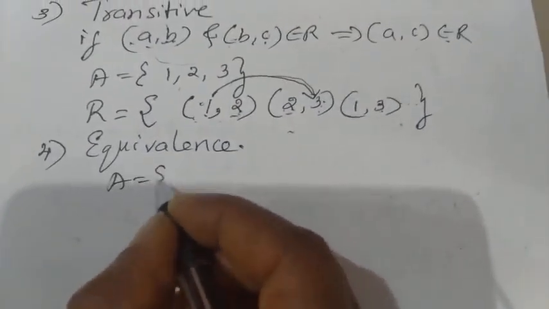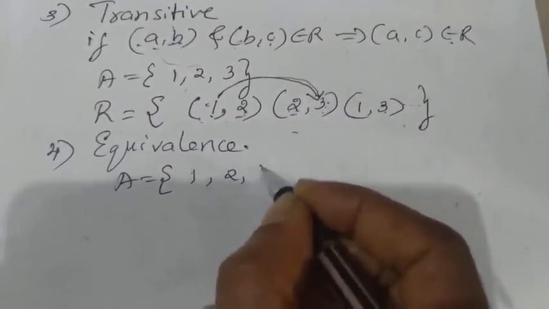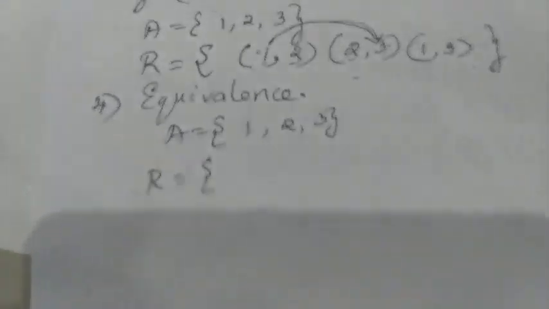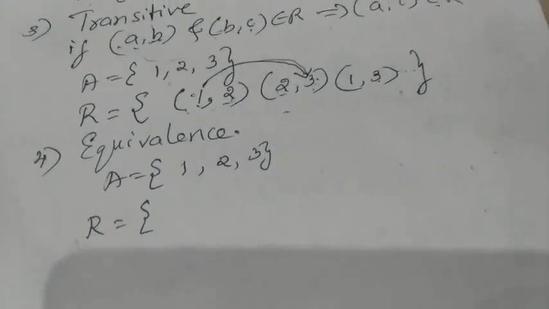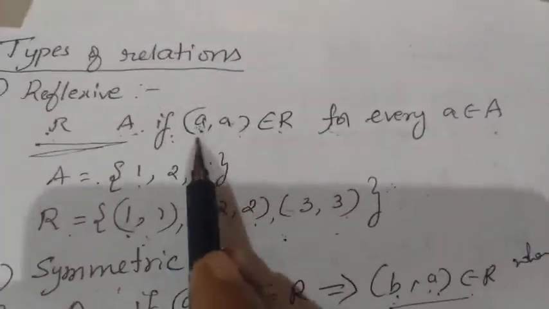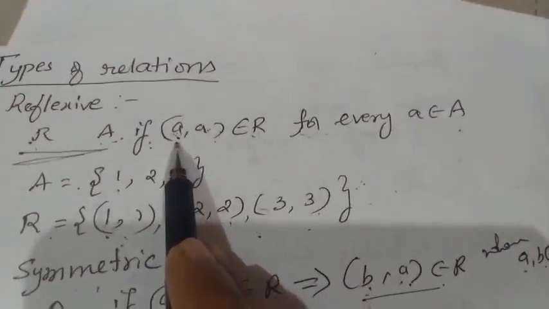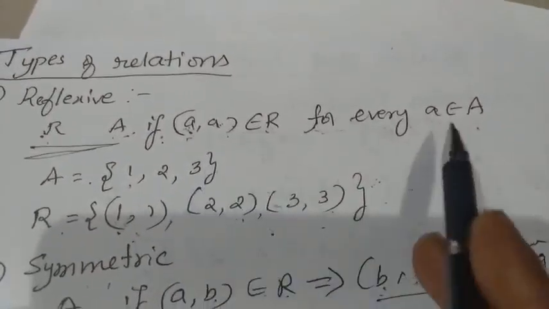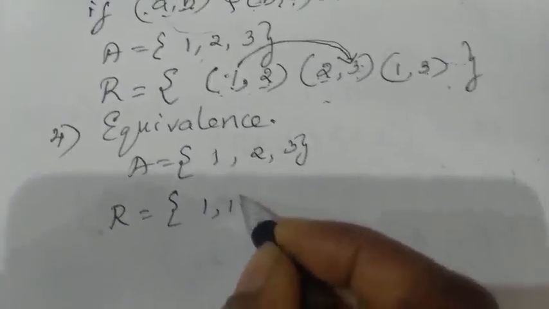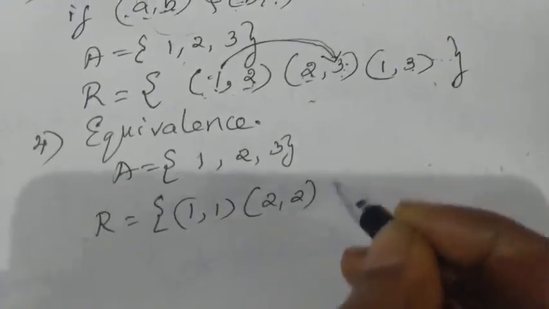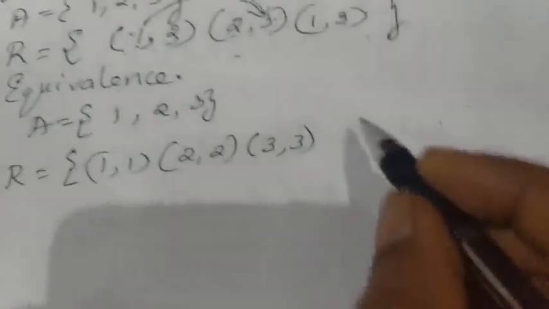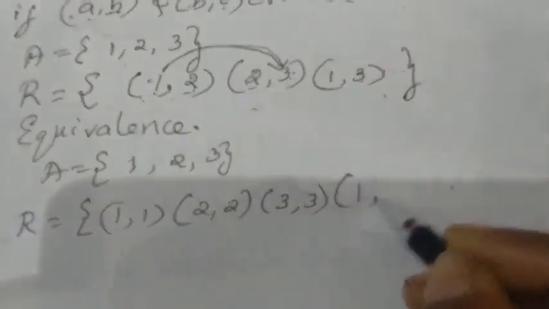I will give one example. Set 1, 2, 3, relation R. You know that equivalence relation means the relation must be reflexive, symmetric and transitive. Reflexive relation means it contains ordered pairs of the form (a, a) for every a belongs to A. Means it contains (1,1), (2,2), (3,3). Now symmetric.